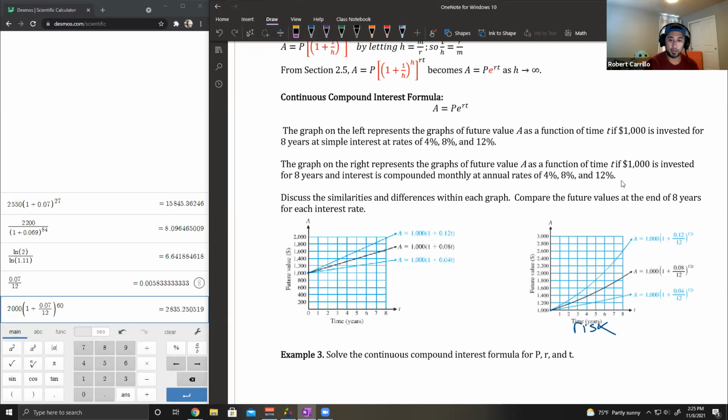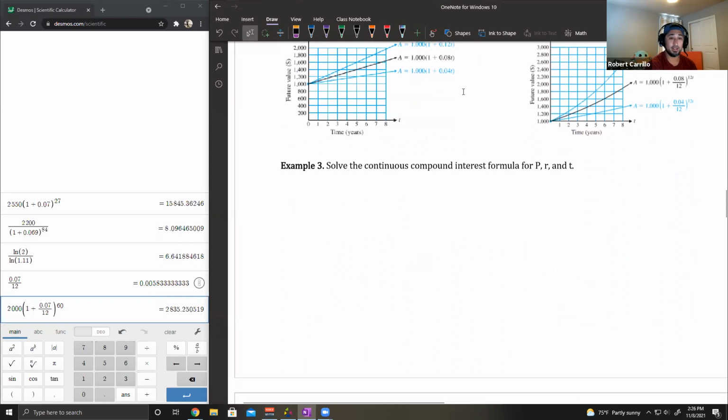So one grows linearly, one grows exponentially. Now, we want to take that continuous compound interest formula, PERT, and solve it for P, R, and T. So we want to take A equals P times e to the RT, and solve it for P, R, and T. So A, we're going to say solve for P.